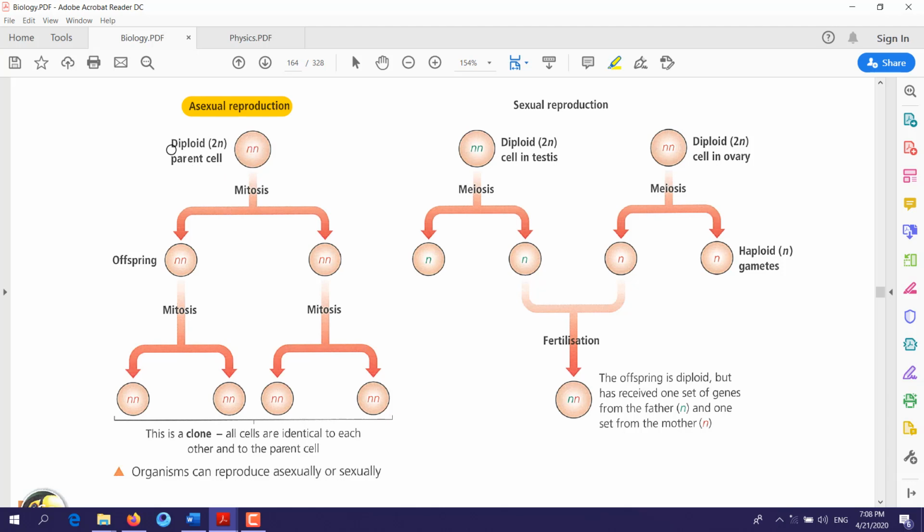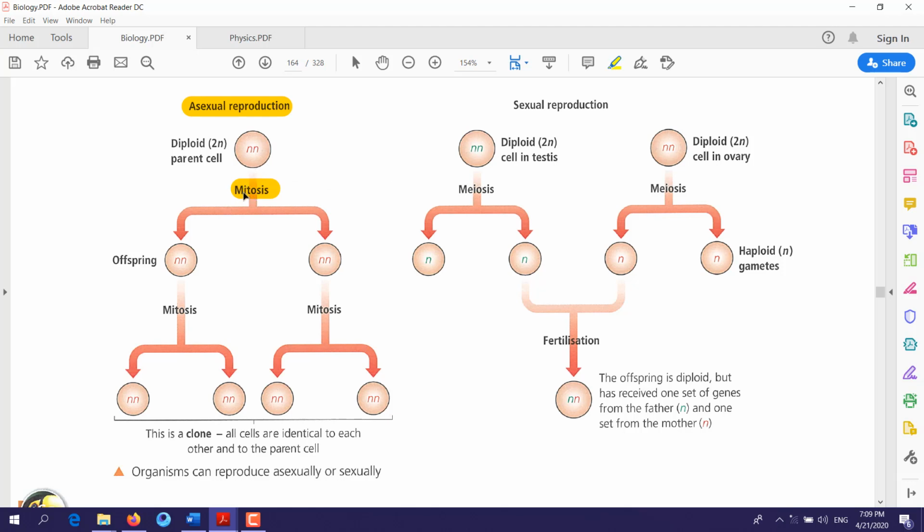One parent cell, we call it diploid. Diploid, what does that mean? It means it has two copies of chromosomes. That's why it's written 2N. The 2 means number 2, and N means number of chromosomes. So 2 chromosomes in each cell, or you can say it has a full set of chromosomes. Then, by a process we call mitosis. Focus here on mitosis, because then it will be another thing here.